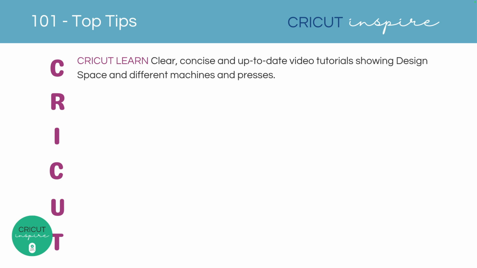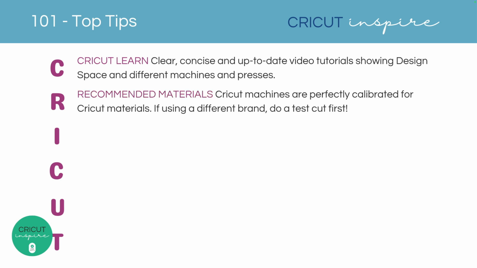C is for Cricut Learn. They are clear, concise and up-to-date video tutorials showing Design Space and different machines and presses. We highly recommend you use those starter videos to get you going. R is for recommended materials. Cricut machines are perfectly calibrated for Cricut materials. If you're using a different brand, do a test cut first. I'd highly recommend a heart shape because you are testing both a curve, an internal point and an external point.